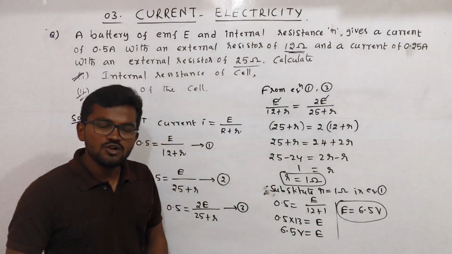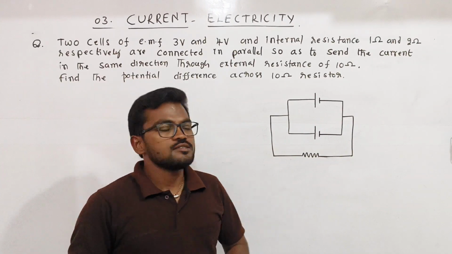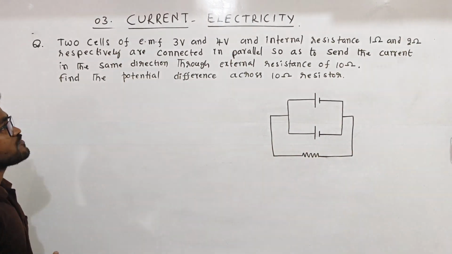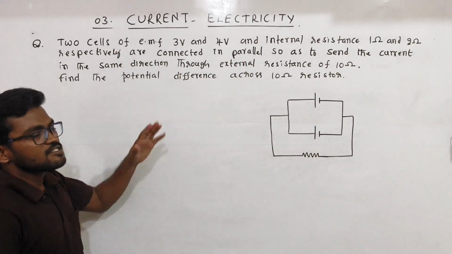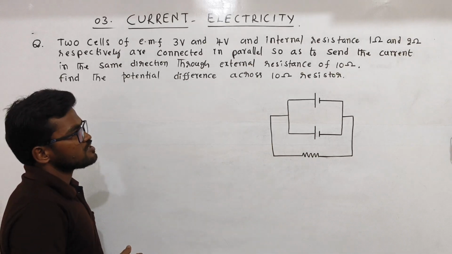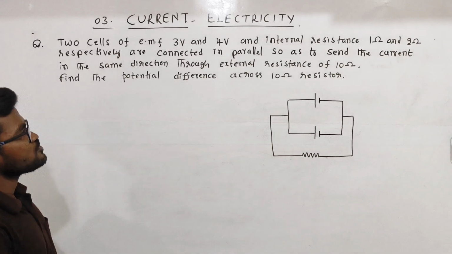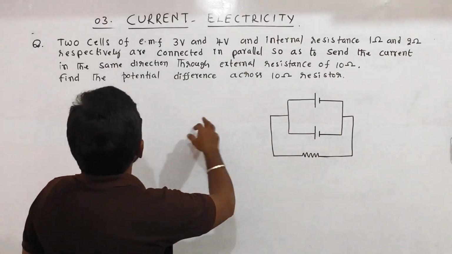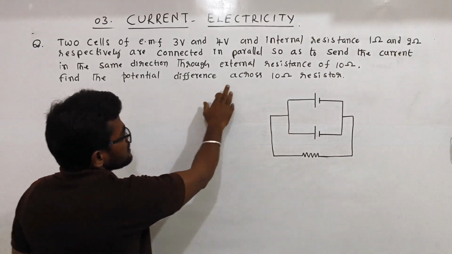This numerical is also very important. The next question is: two cells of EMF 3 volt and 4 volt and internal resistance 1 ohm and 2 ohm respectively are connected in parallel so as to send the current in the same direction through an external resistance of 10 ohm. Then we have to find the potential difference across 10 ohm.